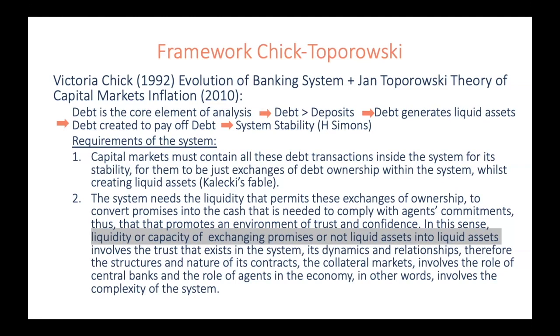The next requirement we need for debt to do its job of creating liquidity is certain liquidity in the system. So we need this liquidity that permits these obligations, these commitments, to be complied with. So we need an environment of trust and confidence that allows us to expect that these commitments are going to be satisfied. So in this sense, the capacity to exchange promises into liquid assets involves not only the risk and the stock of money or the different definitions of money, but also involves trust.